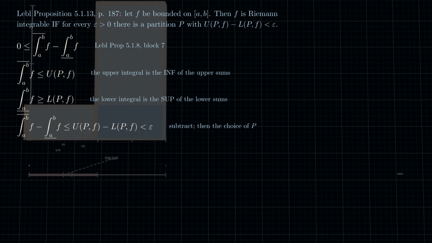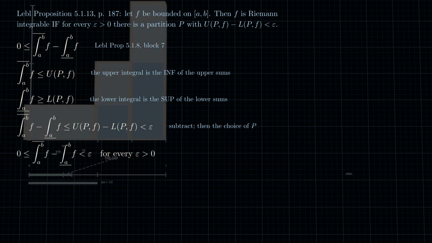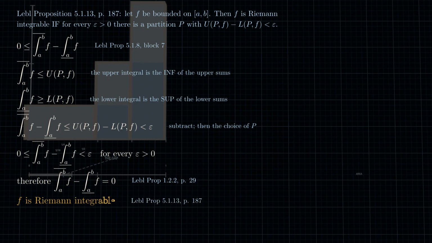So the difference is at least 0 and less than epsilon, and epsilon was any positive number. A number that is not negative and smaller than every positive number has one place to be: 0. Our Lebl states that as proposition 1.2.2, so the upper and lower integrals are equal, and f is integrable.